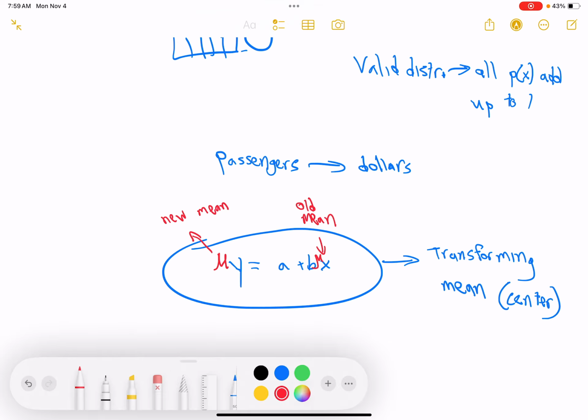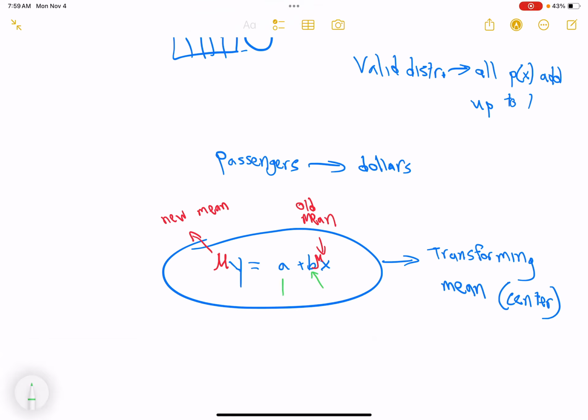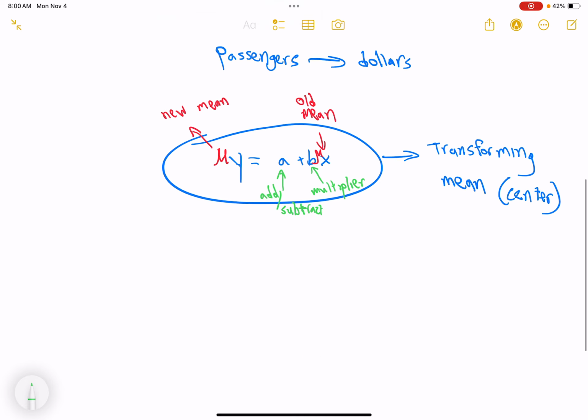A and B, on the other hand, I'll use green for that. B represents the multiplier. It's the value that you're multiplying your mean or each data point by. And A is the add or subtractor. And again, these are not terms that we necessarily need to use, but it's just to remind you that value A is being used to show the number that we're pulling away from or adding to our values. So that'll be how we transform mean.